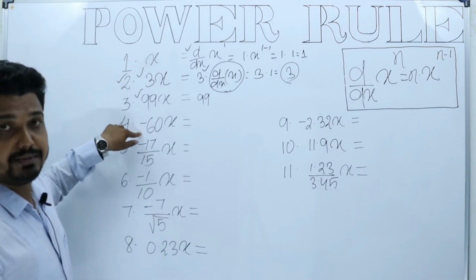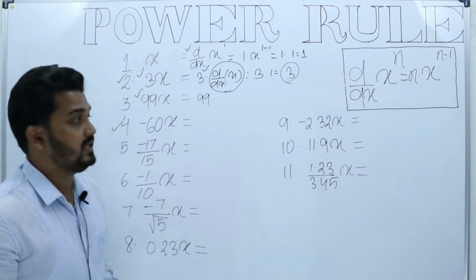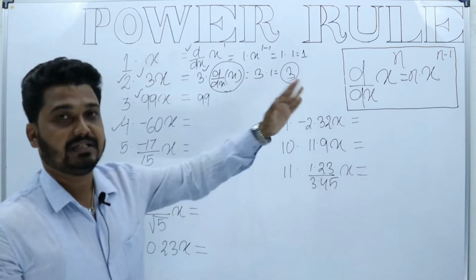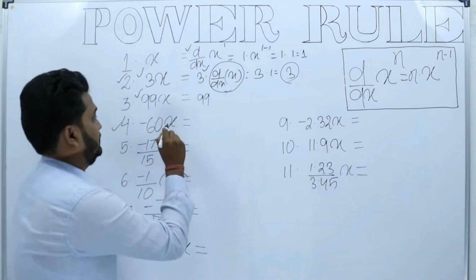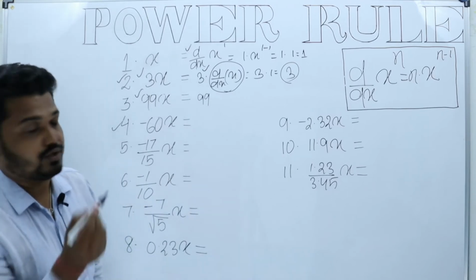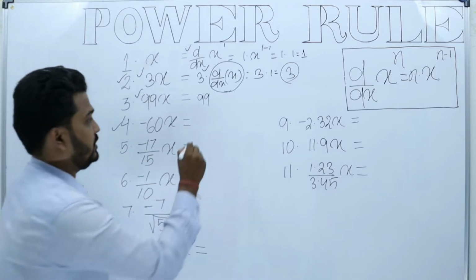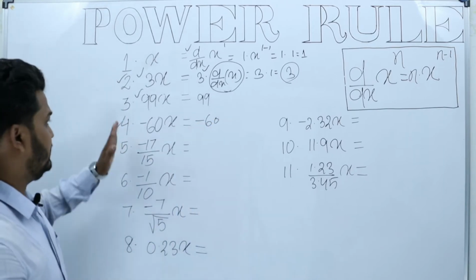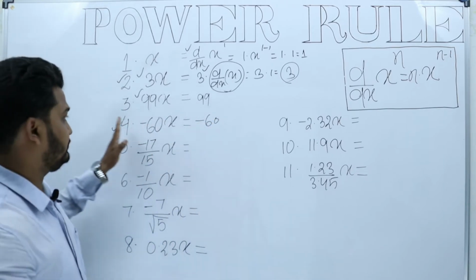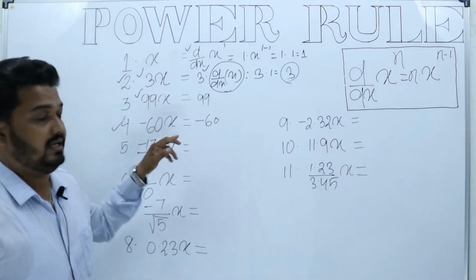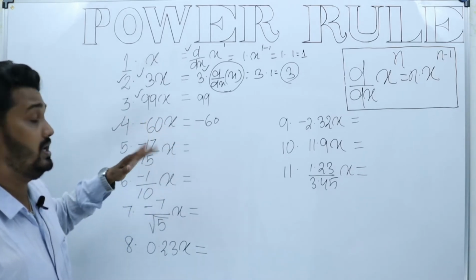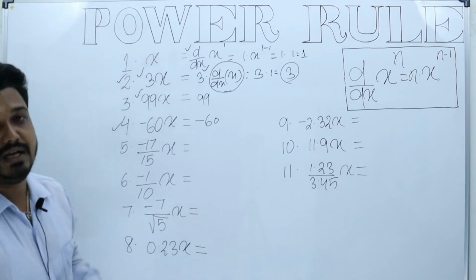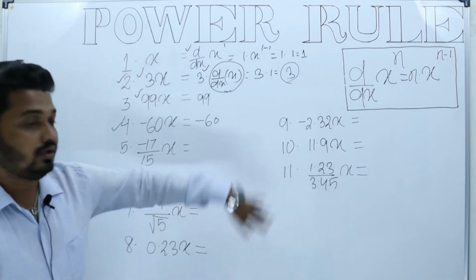The constant is different, but the question is the same. Hence, instead of doing all these steps, we'll simply write d by dx of minus 60x, or the derivative of minus 60x, is minus 60 only. So whenever you get such a question, instead of writing d by dx of minus 60x, we can directly write minus 60 in all the questions.